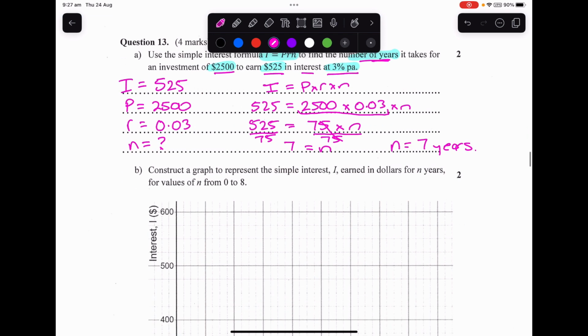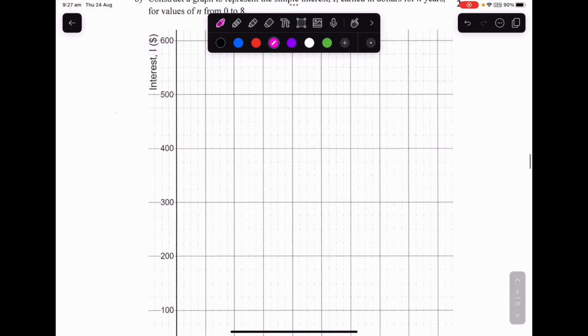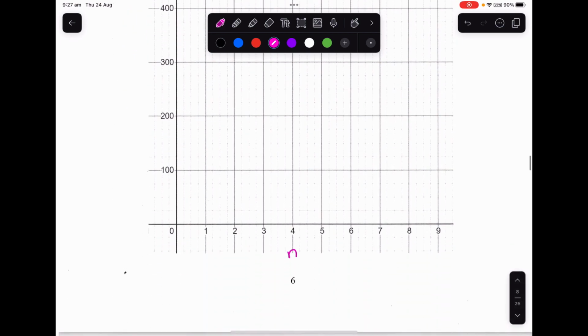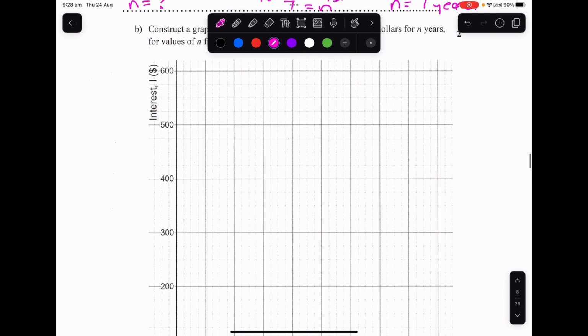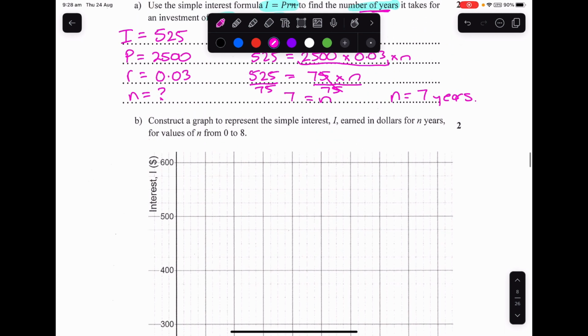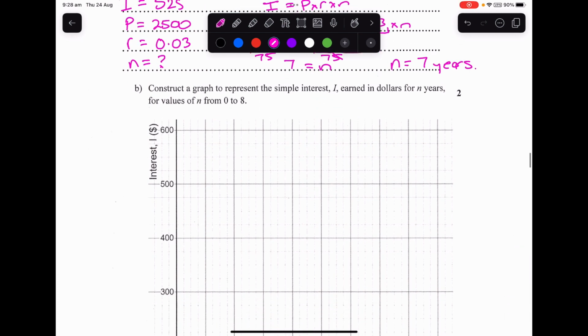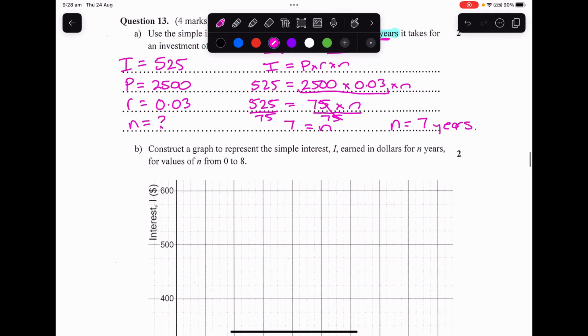Okay, then it says construct a graph to represent the simple interest I earned in dollars for n years for values of n from 0 to 8. Now, that can be a little bit confusing, but basically what they're saying is that we're going to go n years down here. Okay, so we're going from 0 to 8 years, and this is our interest up the y value. So let's grab a little equation and we can just do a table, nice and easy.